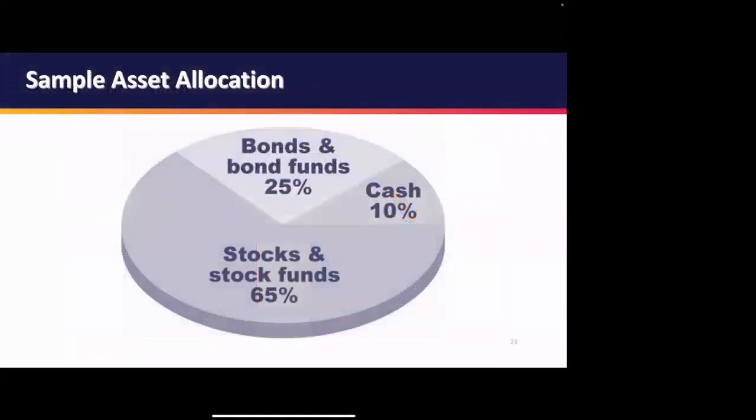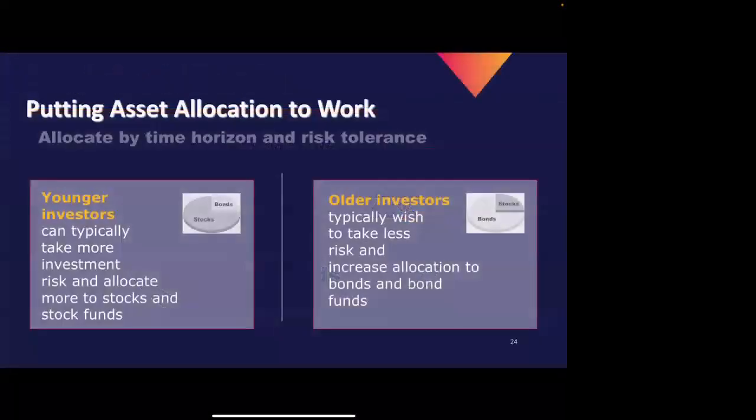Here's just a sample asset allocation. This is not being recommended for anyone in particular, but you could build a portfolio that was 65% stocks, 25% bonds, and 10% cash. Putting an asset allocation to work.